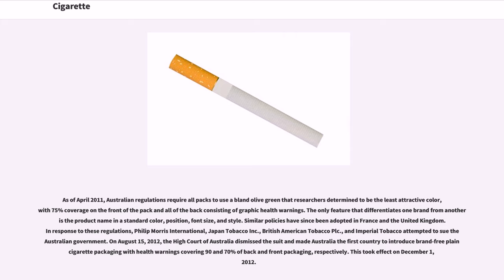In response to these regulations, Philip Morris International, Japan Tobacco Incorporated, British American Tobacco PLC, and Imperial Tobacco attempted to sue the Australian government. On August 15, 2012, the High Court of Australia dismissed the suit and made Australia the first country to introduce brand-free plain cigarette packaging with health warnings covering 90 and 70% of back and front packaging, respectively. This took effect on December 1, 2012.